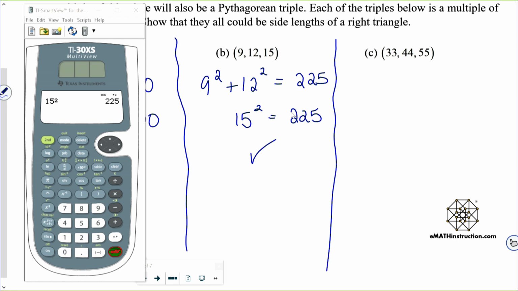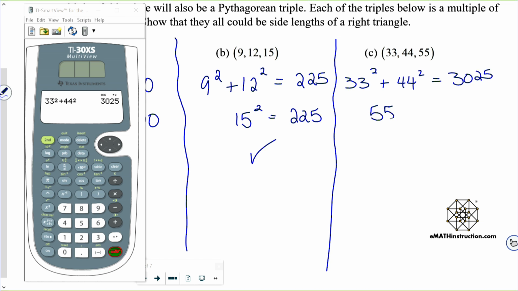And finally, 11 times our original triple. These numbers will get a little bit bigger. 33 squared plus 44 squared. Let's see what we get there. 33 squared plus 44 squared gives me 3,025.